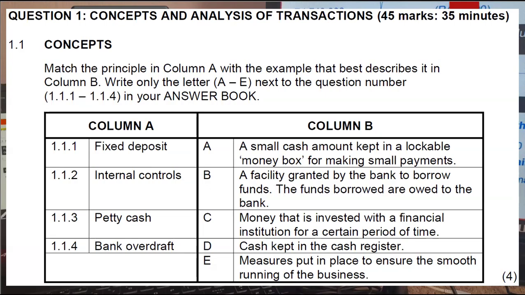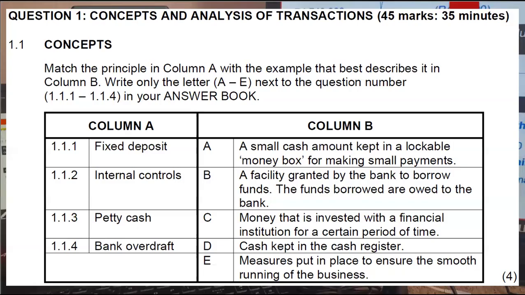Now for 1.1 concepts, match the principle in column A with the example that best describes it in column B. Write only the letter A to E next to the question number. So we have 1.1.1 to 1.1.4 in your answer book. So we have column A, which gives you a concept, and column B gives you the definition. Let's start with the first one.